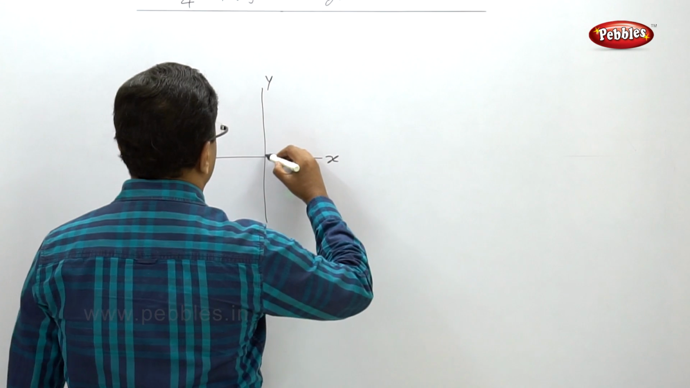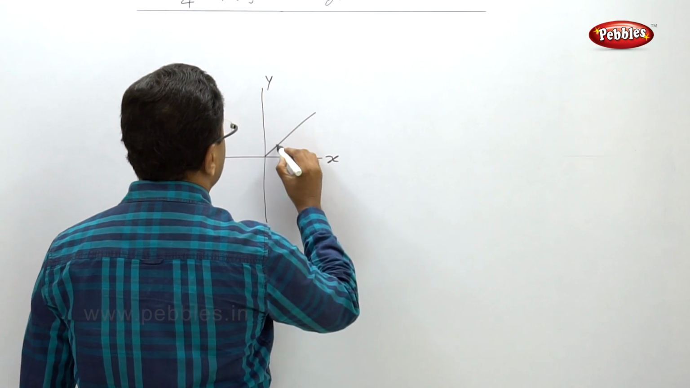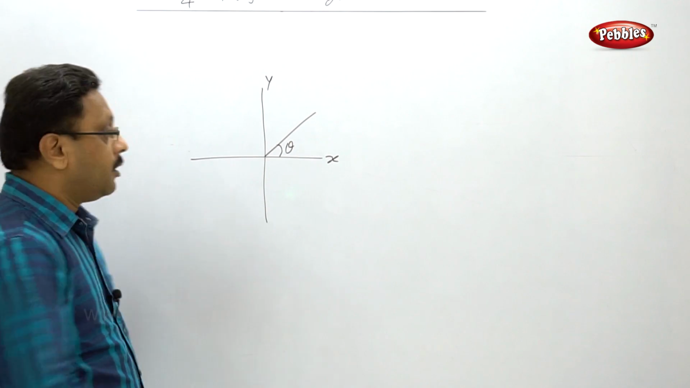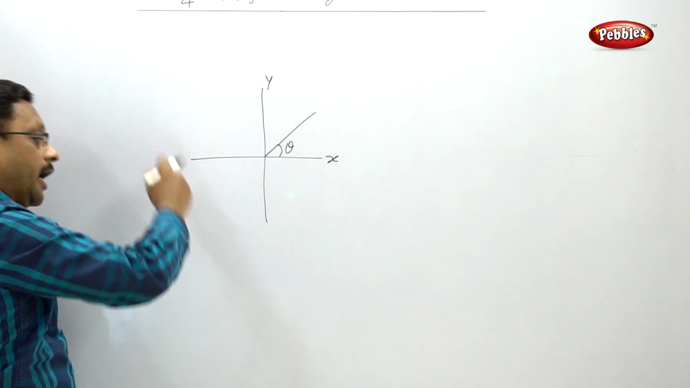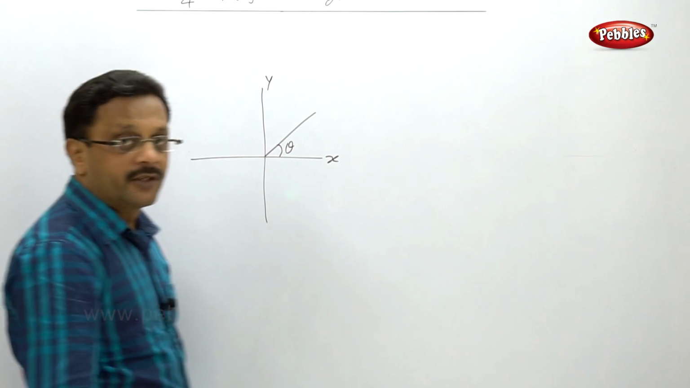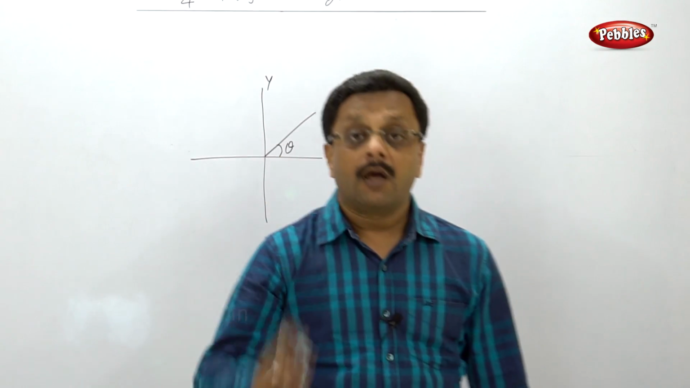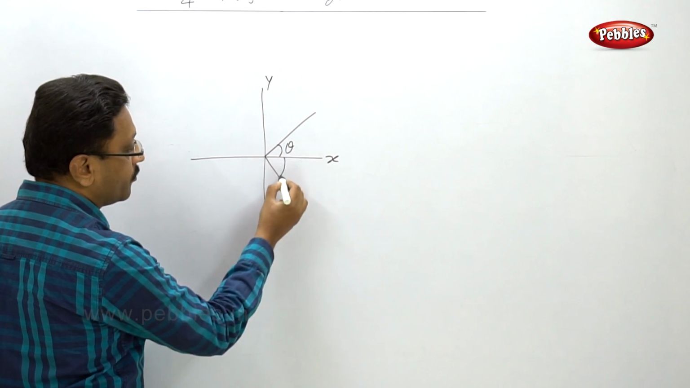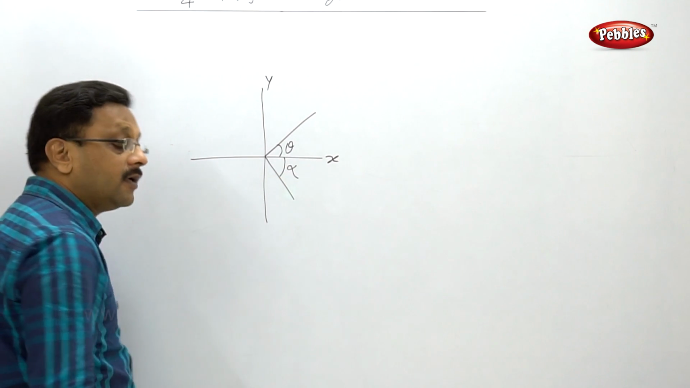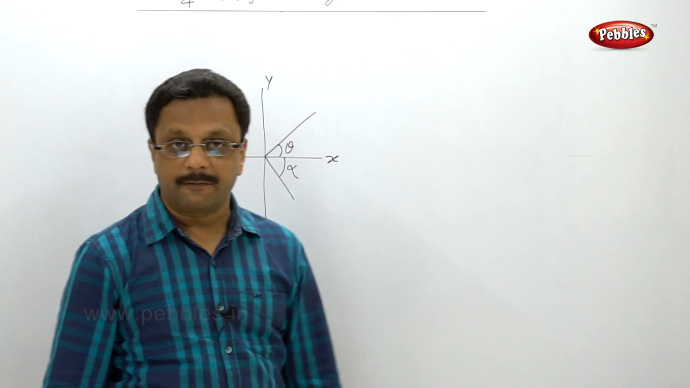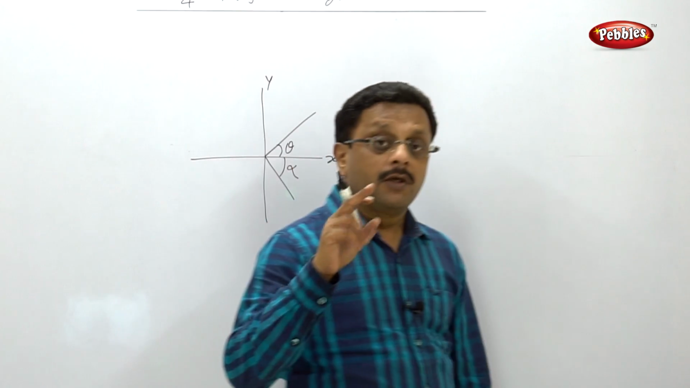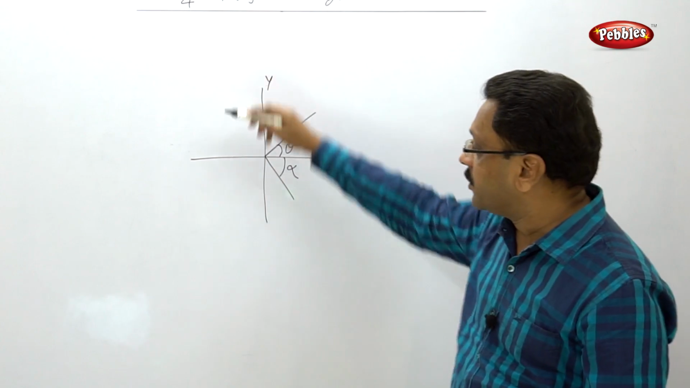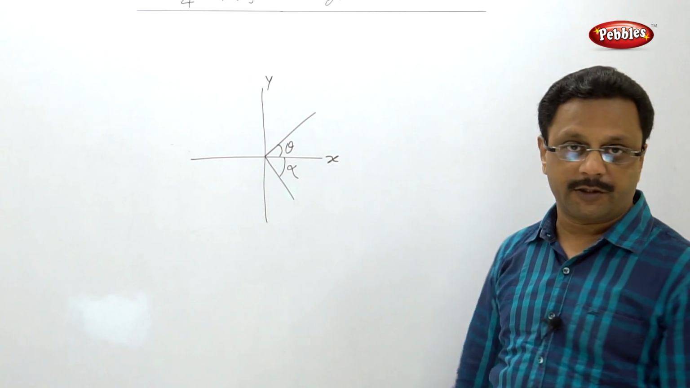So, if this is angle theta, whenever you move anti-clockwise, it is always called a positive angle. But if you draw this theta here, let's say this is angle alpha, this is a negative angle. So generally we say this is the first quadrant, second quadrant, third quadrant and fourth quadrant.